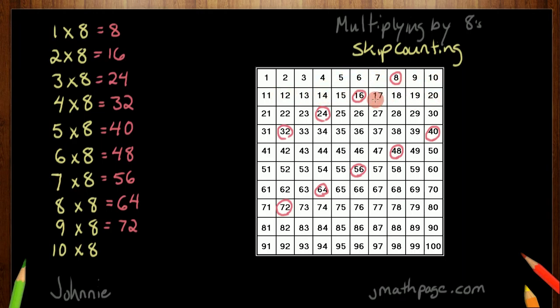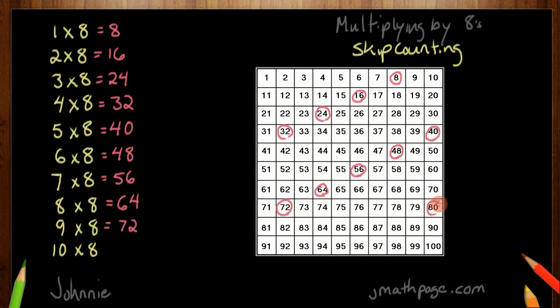2, 3, 4, 5, 6, 7, 8, 9. Let's count them out. 1, 2, 3, 4, 5, 6, 7, 8.